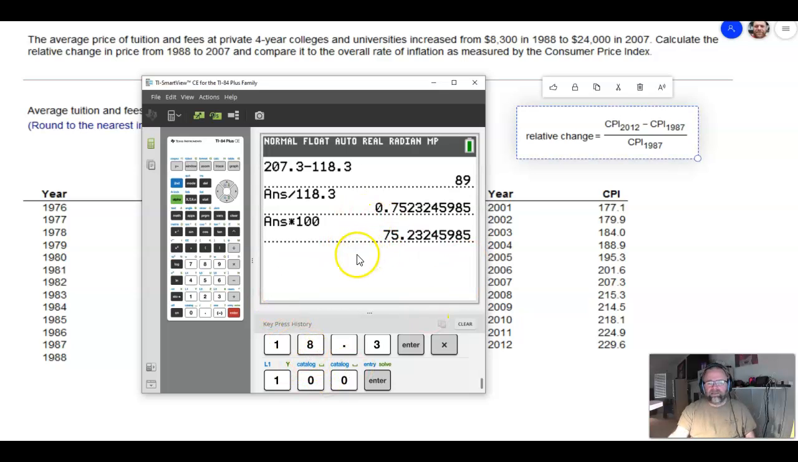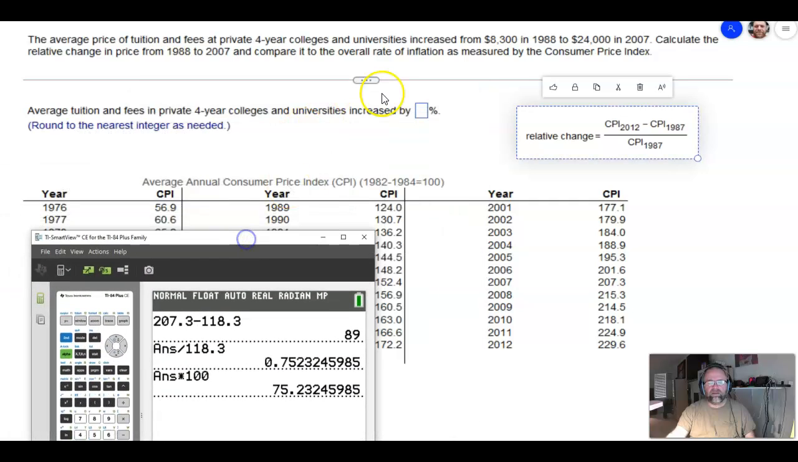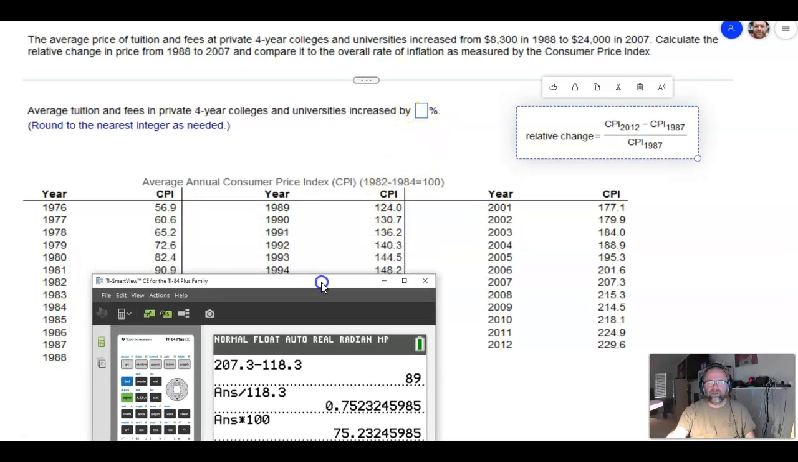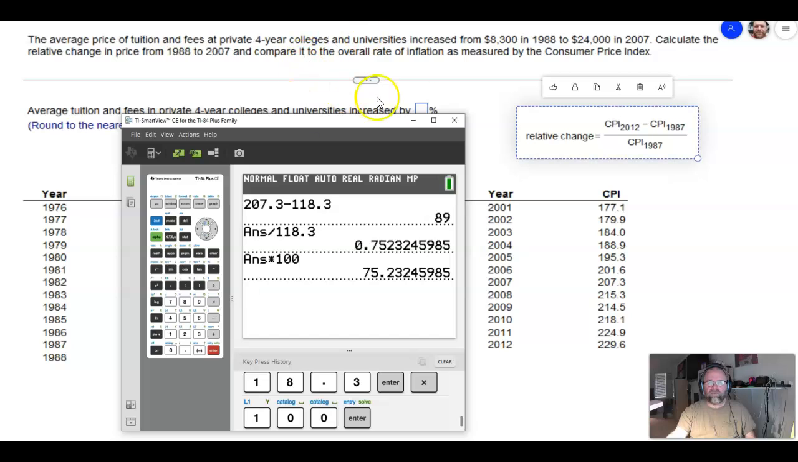And what that means is that from 1988 to 2007, the inflation has gone up 75%, but the four-year colleges have gone up much higher than that. And I didn't save what I wrote there, but it was a lot more than 75%. So that's kind of what they're trying to get you to be able to compare and see there.